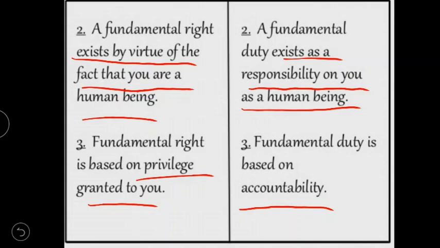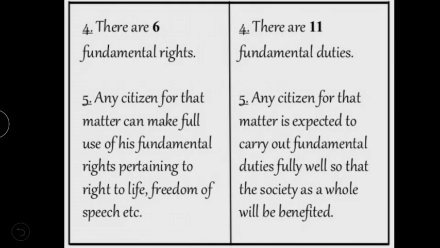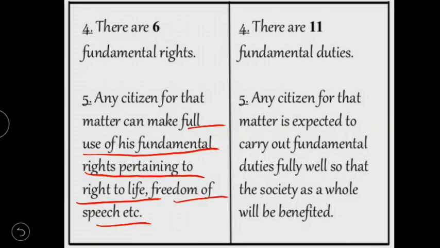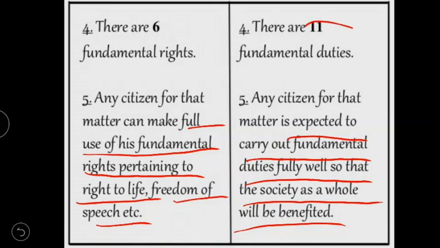So this is there. I have already explained in the fundamental rights chapter that there are 6 fundamental rights, whereas there are 11 fundamental duties. Any citizen can make full use of his fundamental rights pertaining to right to life, freedom of speech, etc. Understood? But he is also expected to carry out fundamental duties fully well, so that the society as a whole will be benefited. If we perform the duties, the whole society will benefit.